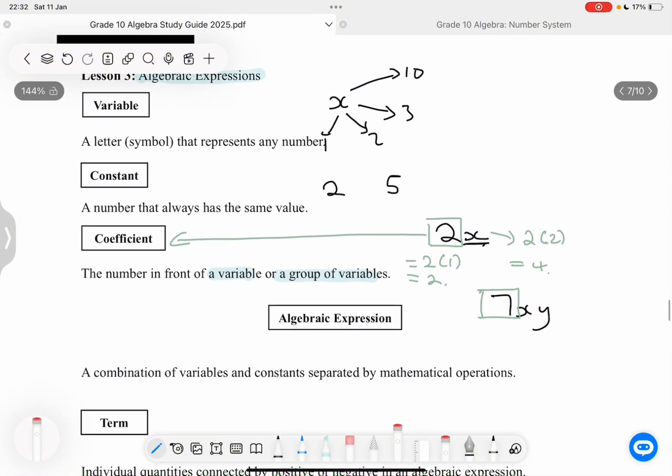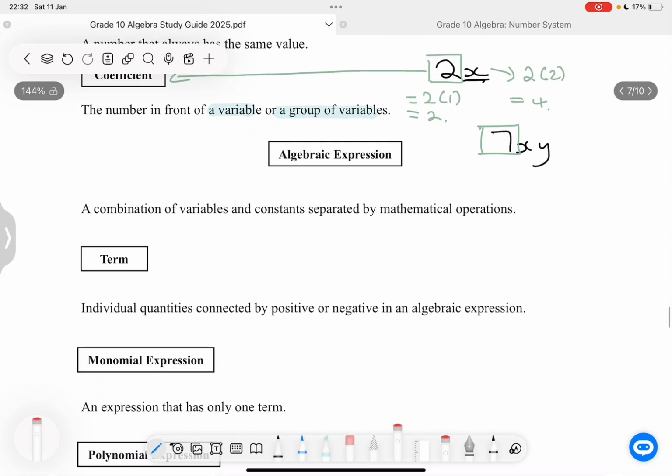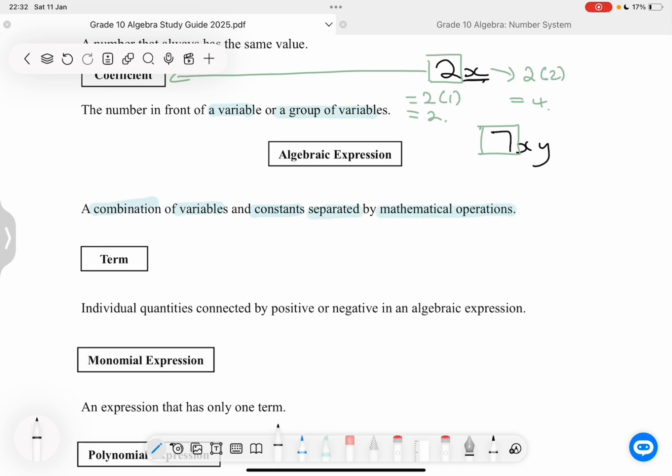All these three concepts are important in helping us to understand what we call an algebraic expression, usually just called an expression. An algebraic expression is a combination of variables and constants that are separated by mathematical operations. Remember that we have 4 mathematical operations: positive, negative, multiplication, and division. Right?